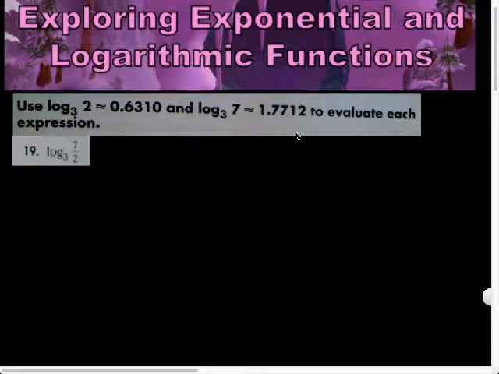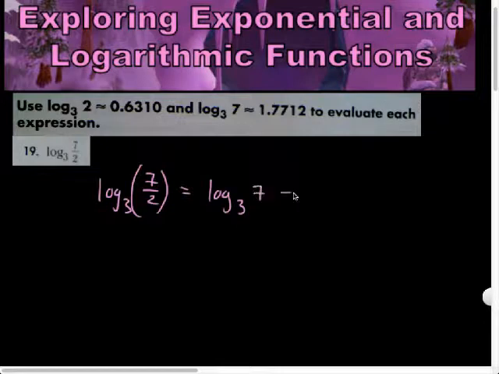Our homework was on page 615. Here's question 19. It asks, let's evaluate log base 3 of 7/2. But they gave us some initial facts about some of these things. So for instance, what I would be able to do is log base 3 of 7/2. You might remember that the log of a quotient is equal to the difference of two logs.